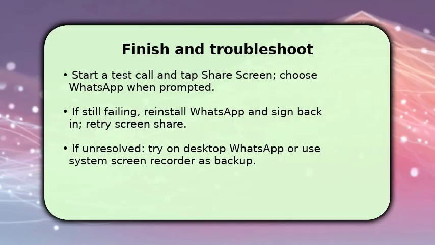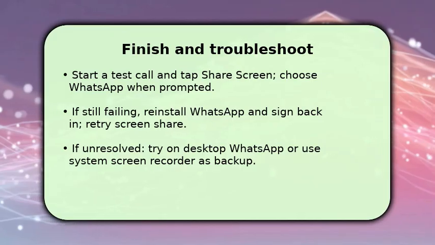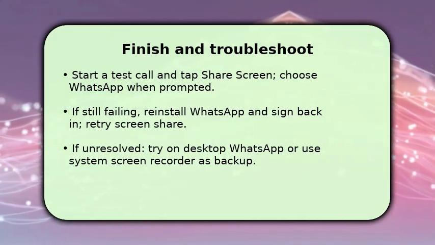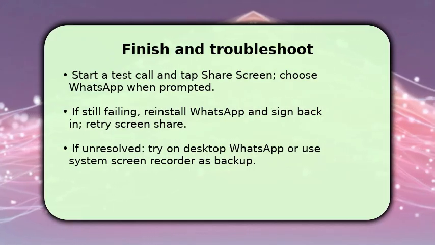If problems persist, switch to WhatsApp Desktop for a screen share alternative or use the system screen recorder to capture and share the screen. Tip: if screen share fails, check for a pending OS update that often resolves platform broadcast bugs.